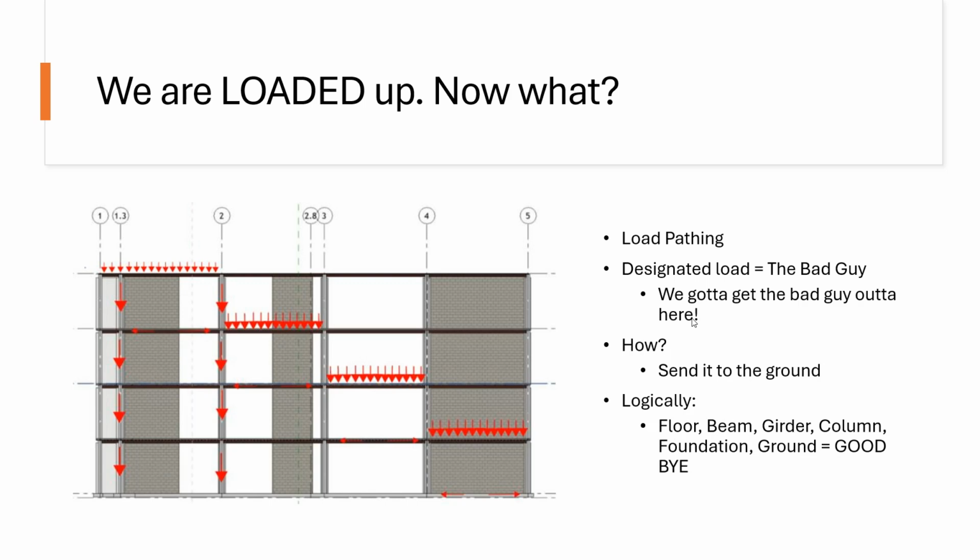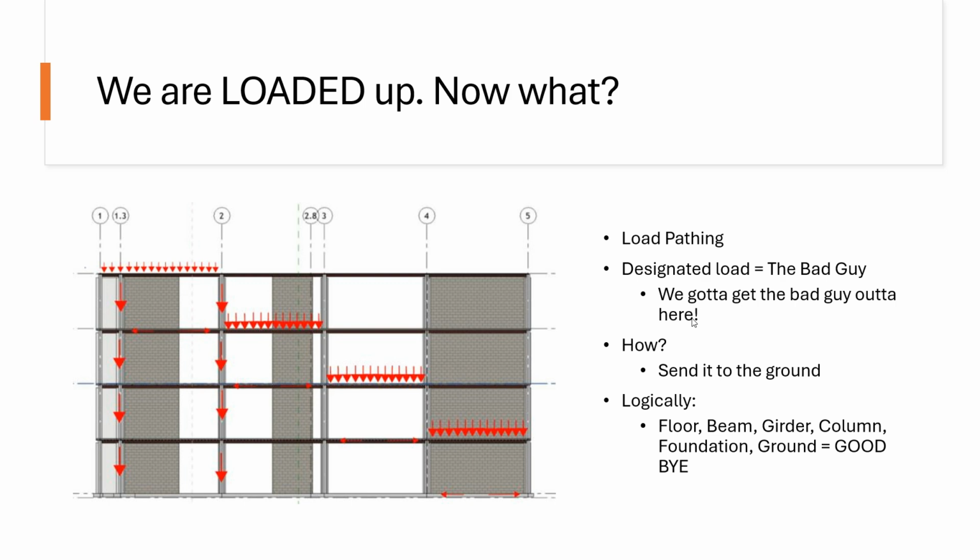So now that we have our loading designation, what do we do with that? Like I said before, the load is the bad guy, so we need to get that out of the structure in the most efficient way possible. This picture here is from a project that I worked on. It's a very elementary load path diagram, which shows how we get it out of the structure, and that's obviously through beams and girders and then columns. But we want to get it into the ground and dissipate that energy away from the structure.